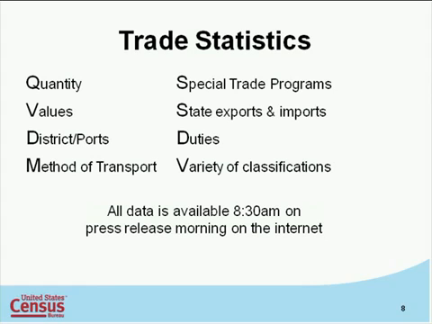Method of transportation includes air, vessel, containerized vessel, and others. Special trade programs such as goods imported under NAFTA or the GSP, exports and imports by state, and a variety of classification systems, as we'll see next. All the data are published about 43 days after the end of the month. There is no lag between the summary data and the detailed data, and all data is available 8:30 a.m. on press release morning.